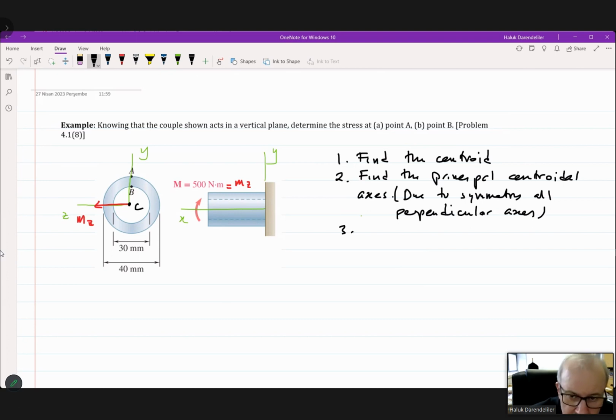So these are the first steps. And third, these will be clear later, but you have to check. Find the components of the moment, whatever that is, on the principal centroidal axis.